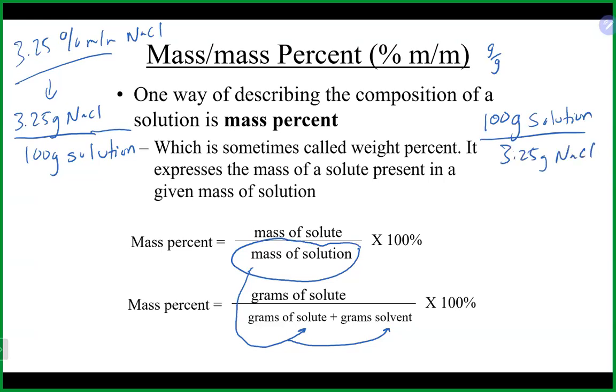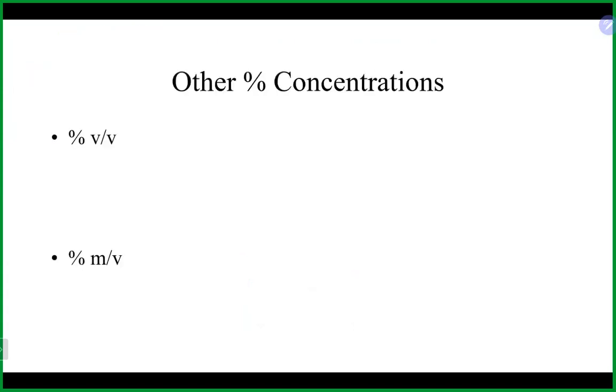So occasionally it's a little bit easier to use it as a conversion factor rather than plug and chug into the equation, but you can just plug it into the equation as well. It's really the same math, but maybe sometimes easier to see some of the units. So this is one very common sort of percent concentration, which is mass percent. There's a couple of other ones that are also very commonly used, and that is percent volume to volume and percent mass to volume. So let's take a look at those.